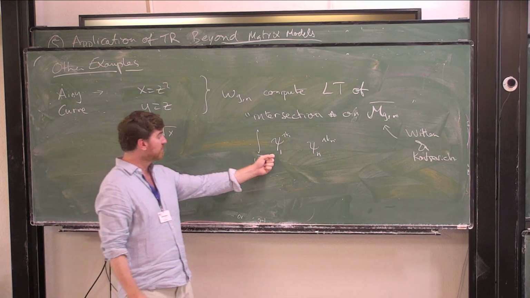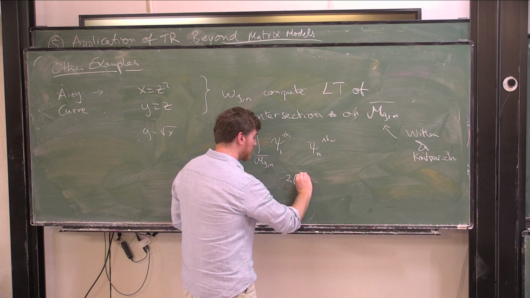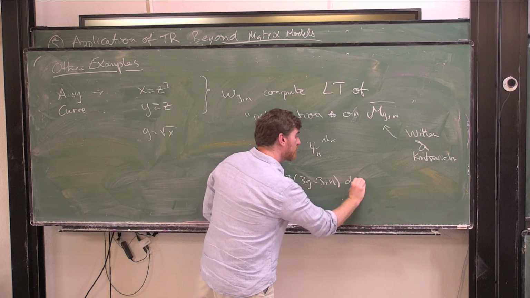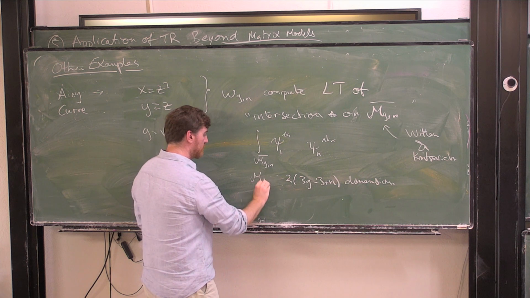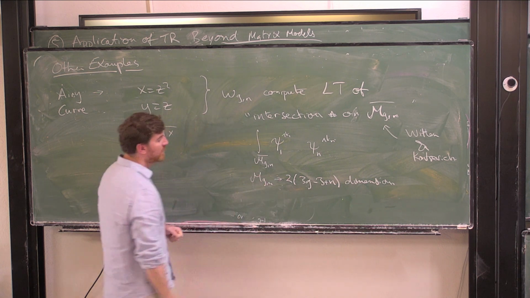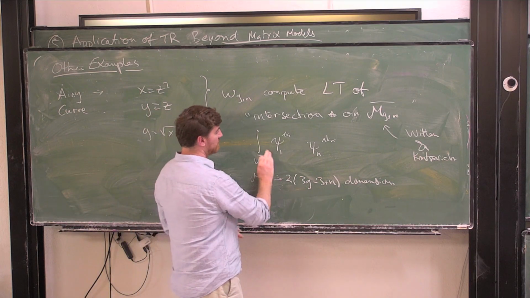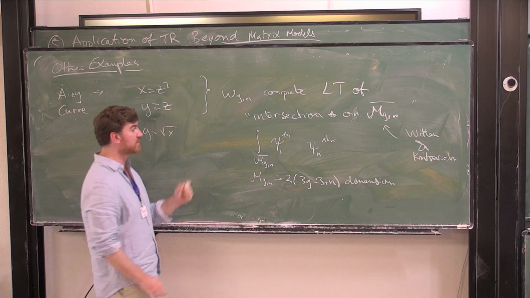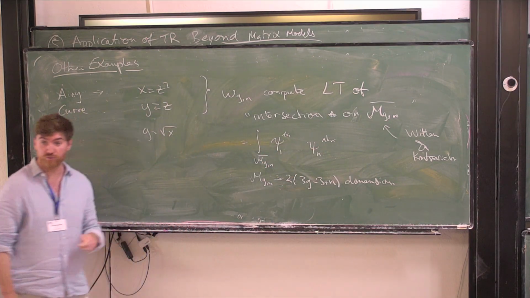So these are particular two forms on a space which is 2 times 3g minus 3 plus n dimensional. So MGN is a 6g minus 6 plus 2n dimensional space. There are two forms. You can wedge two forms until you get a top form. You can do this integral. And so these are particular numbers that depend on k1 through kn.